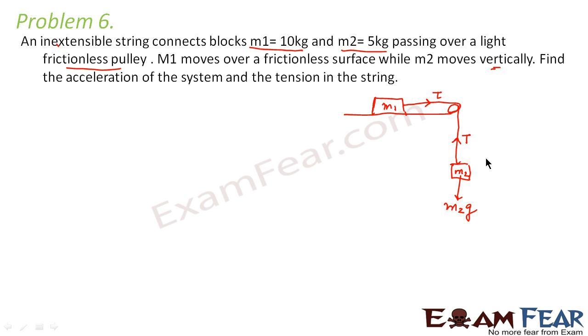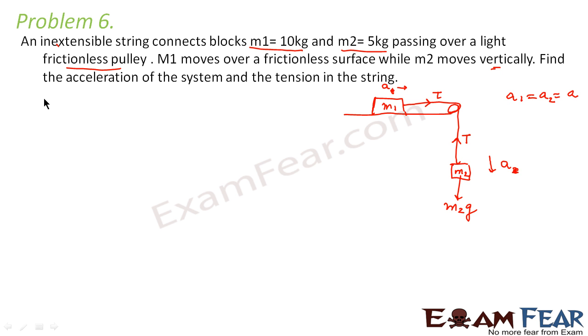Now let us suppose that this mass M2 moves in the downward direction and the acceleration for this is A2. Similarly, let us suppose the acceleration for this mass is A1. Let us say the motion is in this direction. Now since it is a frictionless pulley, A1 will be equal to A2. So let us say A1 = A2 = A. So let us consider this acceleration is A, this acceleration is also A. Now we will write the equation of motion for both the masses.